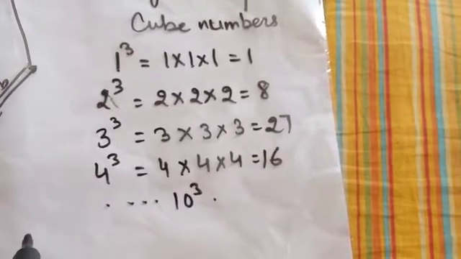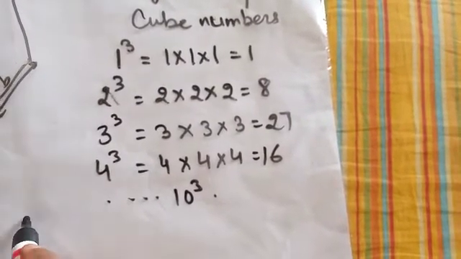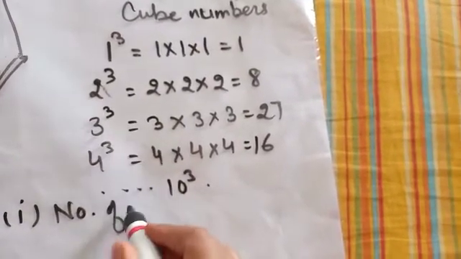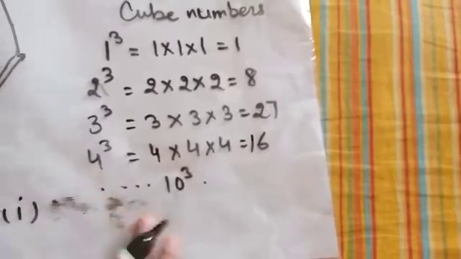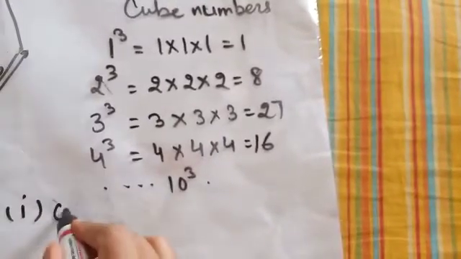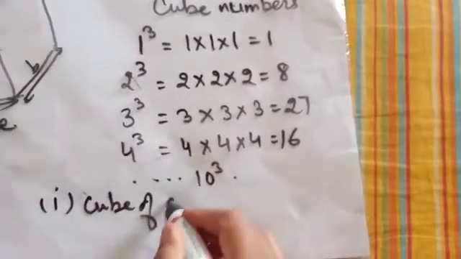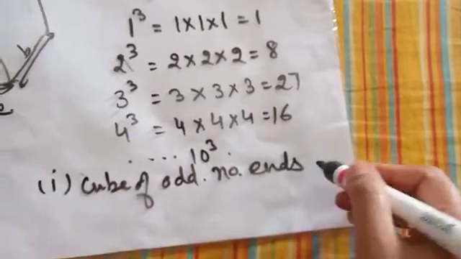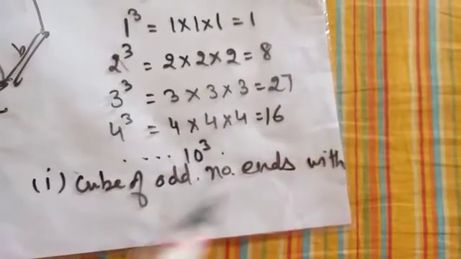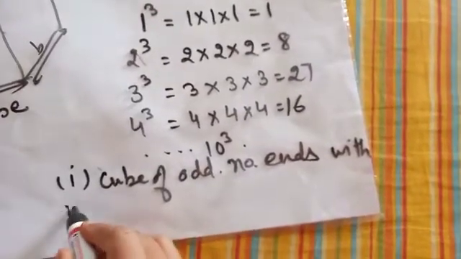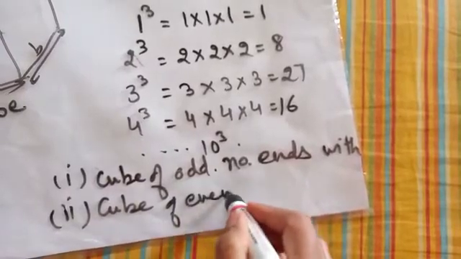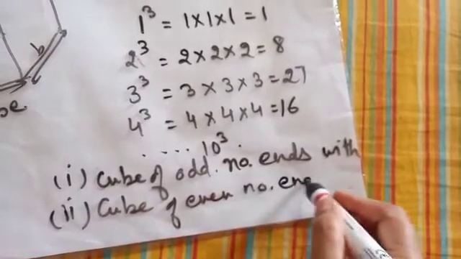I have three queries. One, cube of an odd number ends with. You will write all this in your notebook. Then second, cube of an even number ends with.